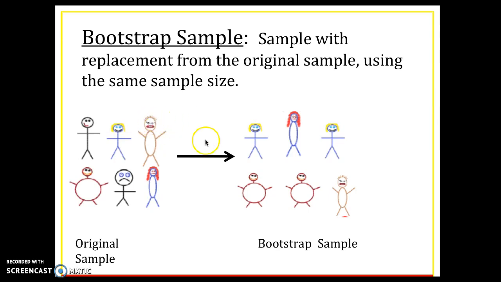And then we've got the person with the glasses. So we created a bootstrap sample from the original sample. So notice we could have repeated values because we're with replacement, and the sample size is 6. We're going to make sure that we have the same exact sample size.